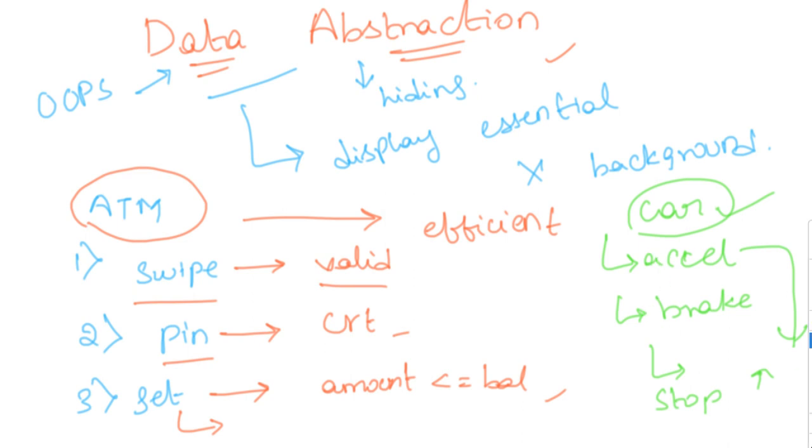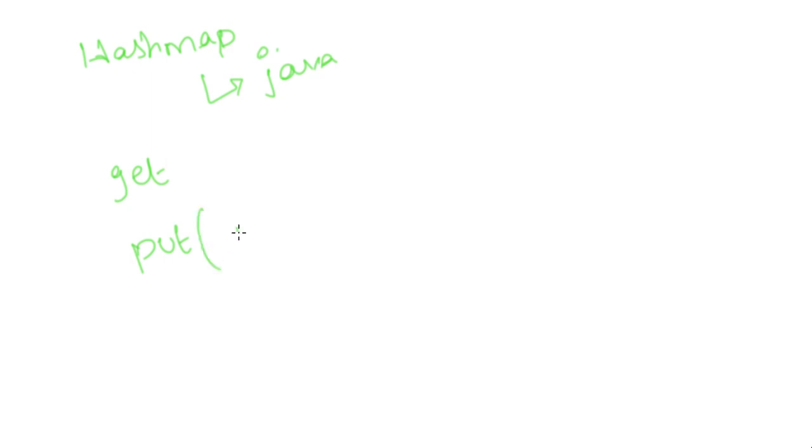So let me give a programming example now. Let me take a hash map, a very commonly used data structure in Java. Basically we have two methods in hash map, the get method and the put method. The put method takes a key and value as input and the get method takes the key as the input and gets the value. Now we simply use these methods to insert the values and retrieve the values from the hash map.